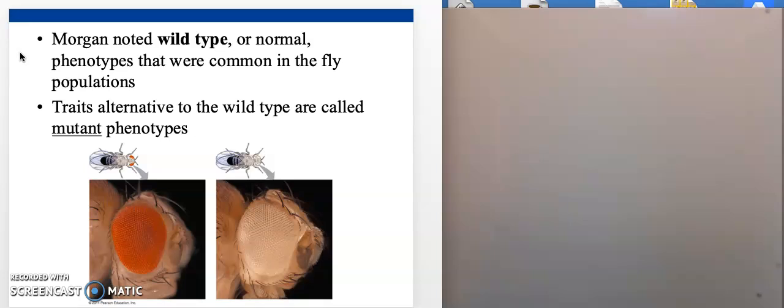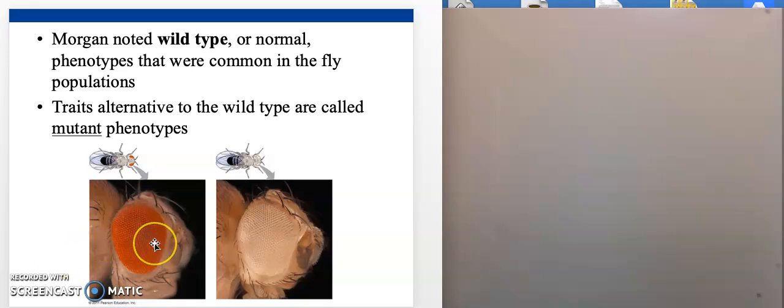So the terminology for the traits that we're going to look at in fruit flies is a little bit different. When we see a common trait, that's called the wild type trait. And the wild type trait is usually the dominant trait. So in fruit flies, the wild type trait for eye color was red, but there were mutants that had white eyes. And so the mutant phenotype is usually the recessive phenotype.